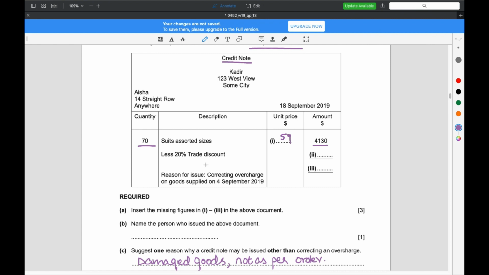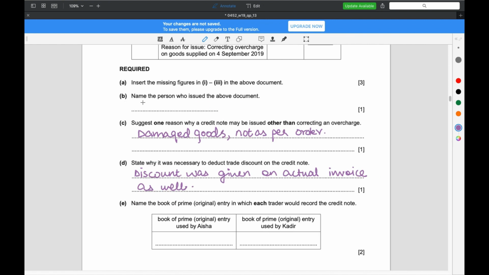And then he says less 20% trade discount, which is 20% of 4130, which is going to give you $826. Now the discount obviously has to be subtracted. He says less, and when you subtract 826 from 4130, you get 3,304.